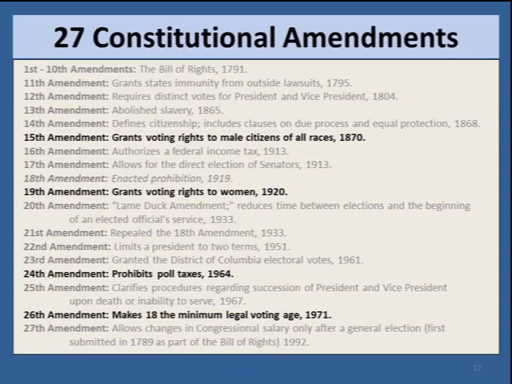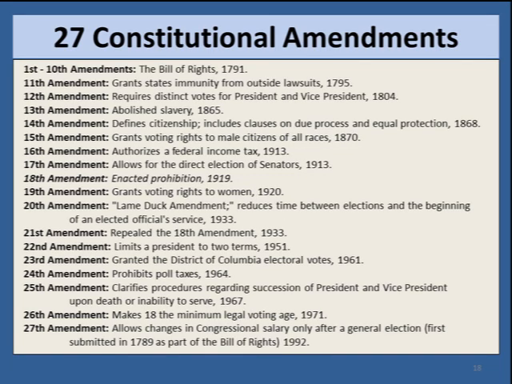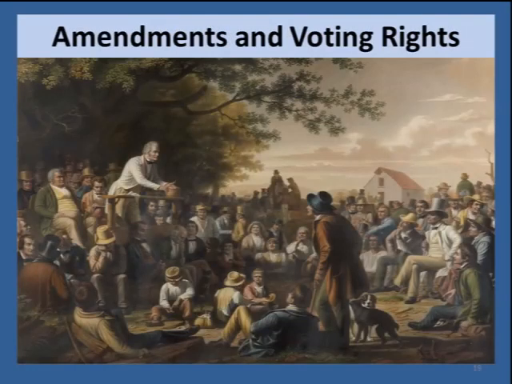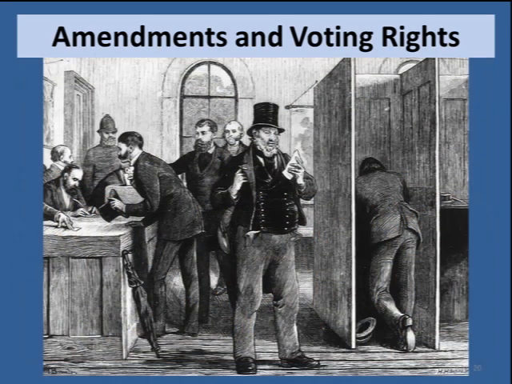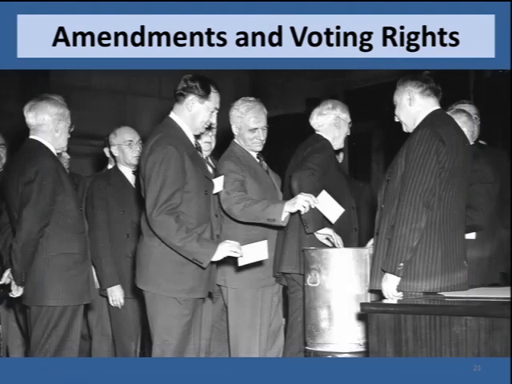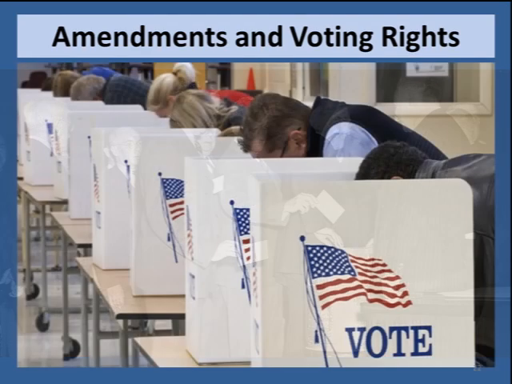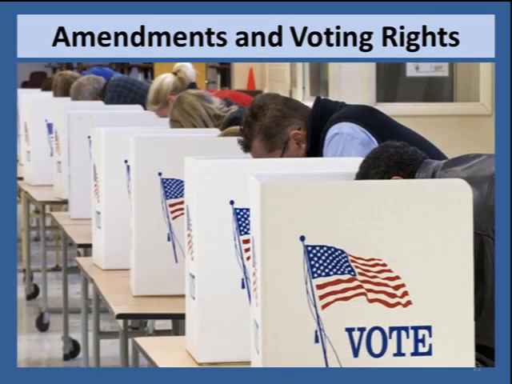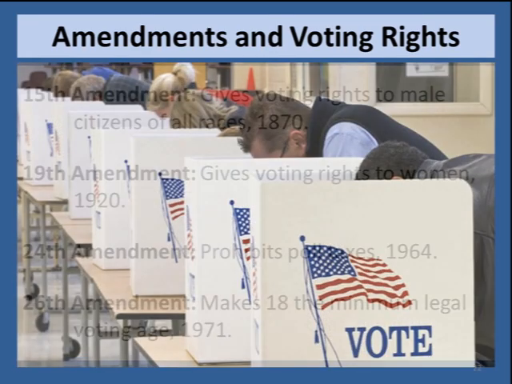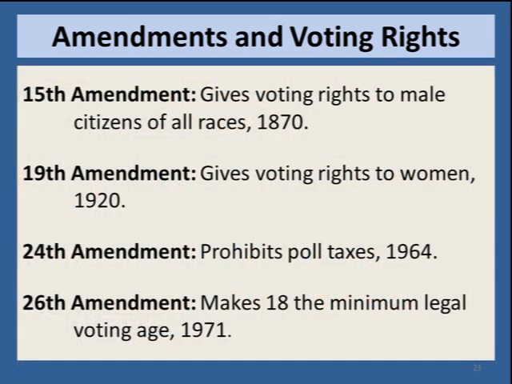4 later amendments have to do with voting rights. So far, 27 amendments have been added to the Constitution. The United States has always been a democracy, but originally, only wealthy white males could vote. Today, any citizen who is 18 years or older may vote. These equal voting rights were achieved only after years of struggle and 4 amendments to the Constitution.